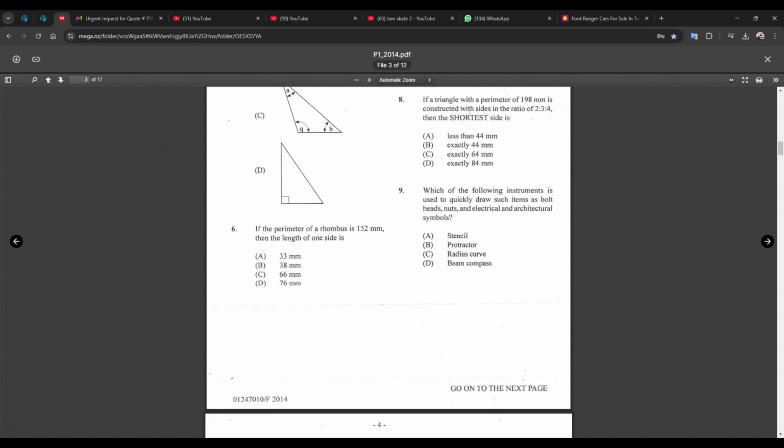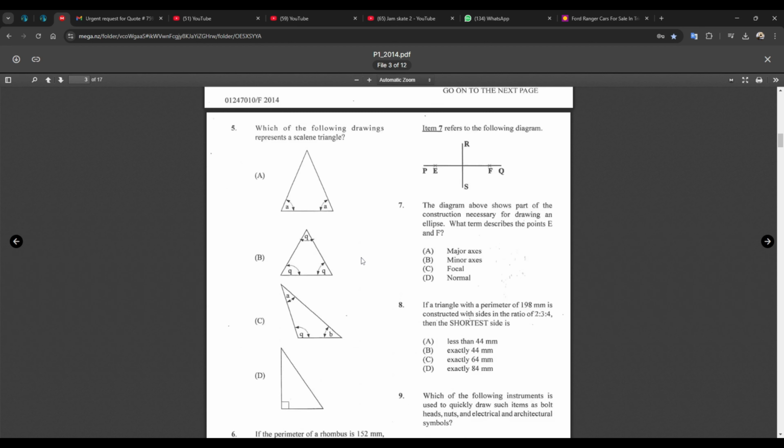Number 6, if the perimeter of a rhombus is 152 millimeters, then the length of one side is... a rhombus is basically a leaning square. All the sides have the same length. So what we do is we divide 152 by 4, and that will give us 38. All right, so the answer is B, 38.